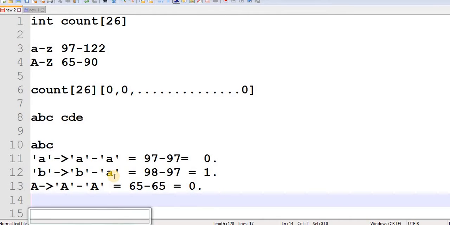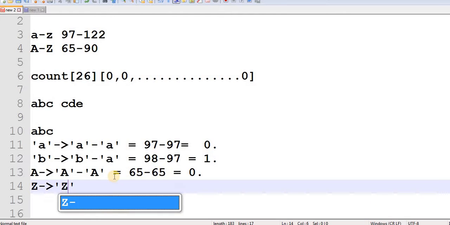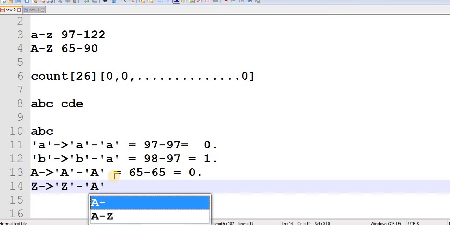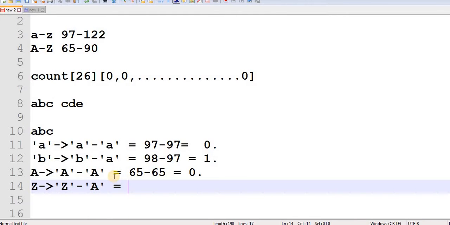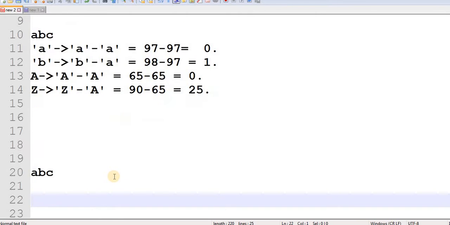Now if I encounter something like capital Z, that is equal to character capital Z minus character capital A, that is equal to 90 minus 65, that is equal to 25. So at index 25, I am going to store the count of the character capital Z. Now our input string is ABC. So the first input character is A.